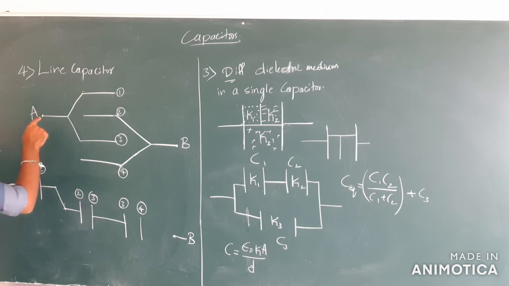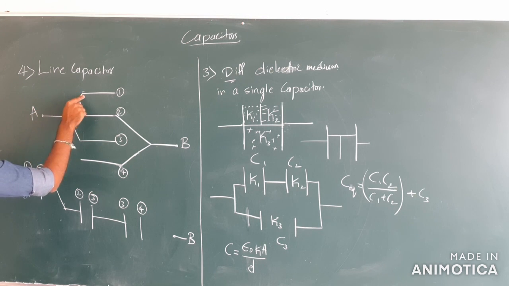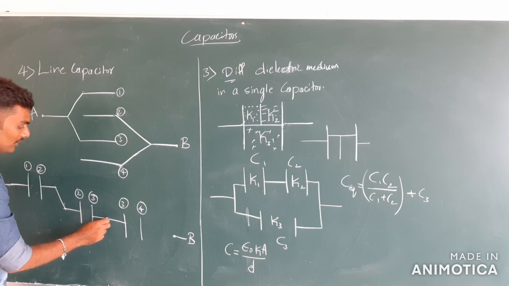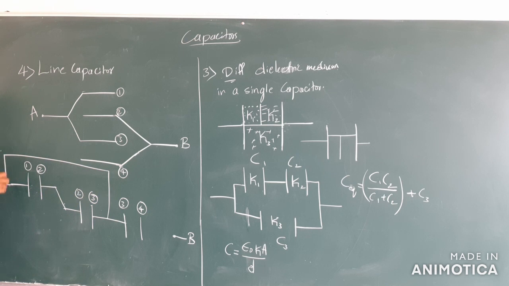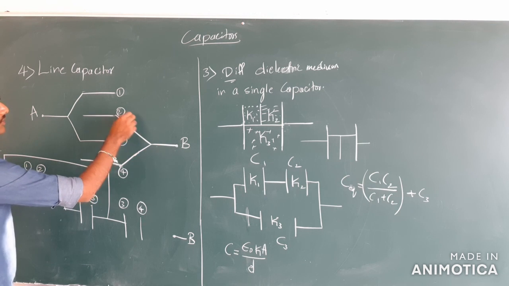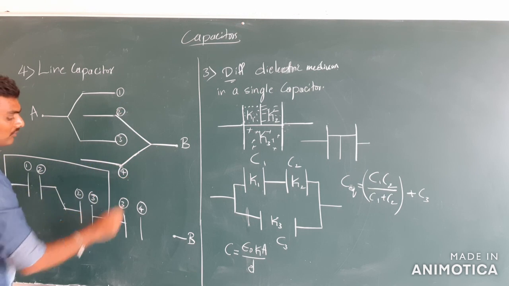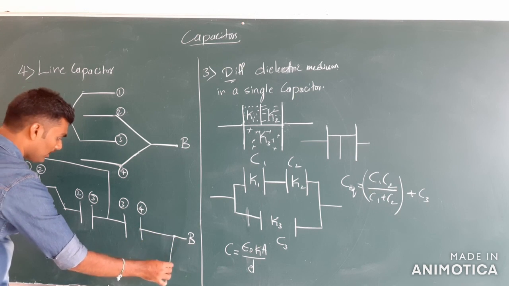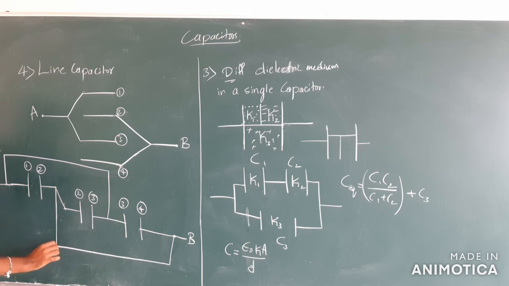And now comes the connection from the terminals. Terminal A has the connection to the first plate and third plate. So from A there goes the connection to the first plate and the third plate. This is the third plate to which terminal A goes. And terminal B has the connection to the second plate and fourth plate. So fourth plate and second plate. So this is the reduced circuit now.